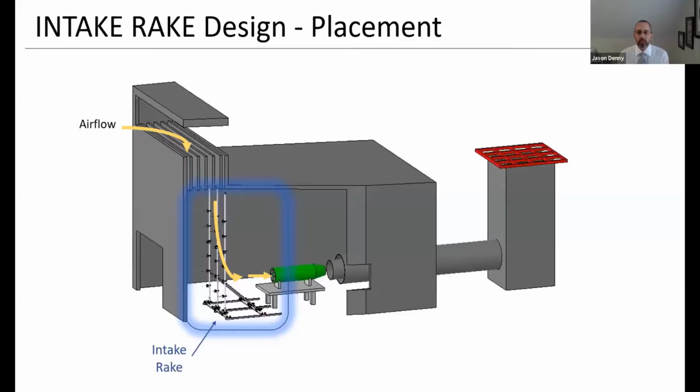Okay, here I'm just showing an intake rake again inside of a particular test cell. It's in the blue rectangle, and showing the airflow direction. It's coming through the top in this particular case, and then it is going through the test cell, and it passes our rake structure to collect the data that we'll need. Next slide.